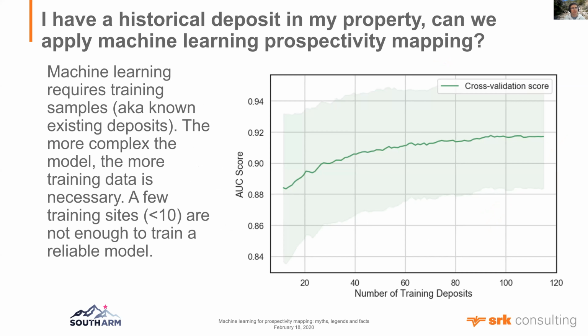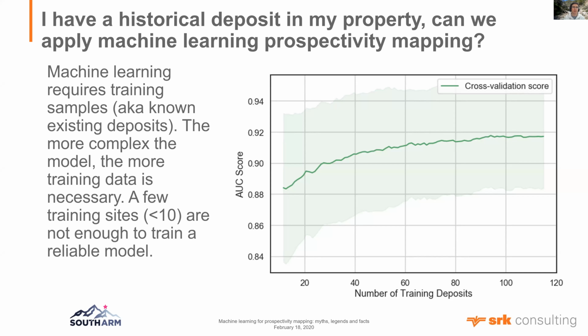Now, the next question is, what happens if I have a historical deposit in my property? Can we apply machine learning prospectivity mapping? And this is a question I get often. I was asked that by a client just 2 weeks ago. And unfortunately, the answer is no. If other service companies say they can use artificial intelligence and machine learning to do targeting using just one deposit, be very careful, because in most of the cases, it's not possible. And here's the explanation why.